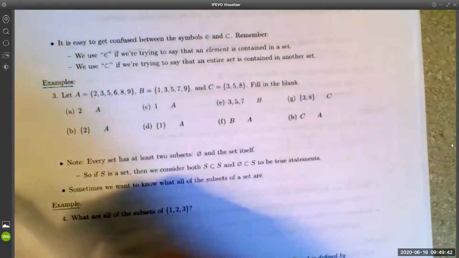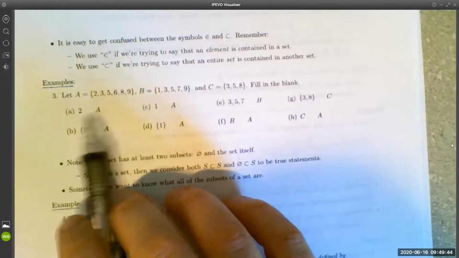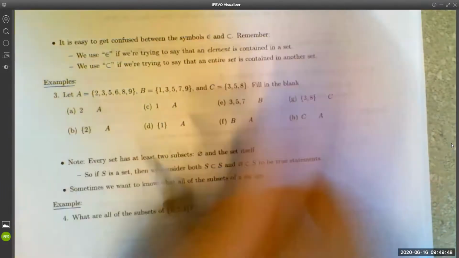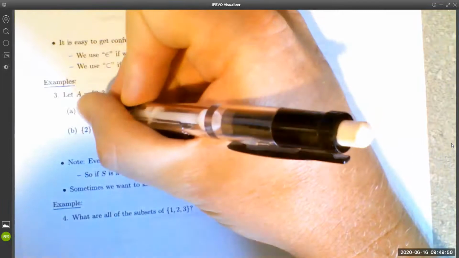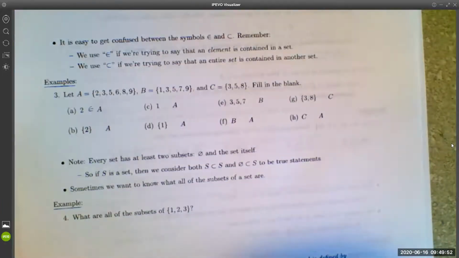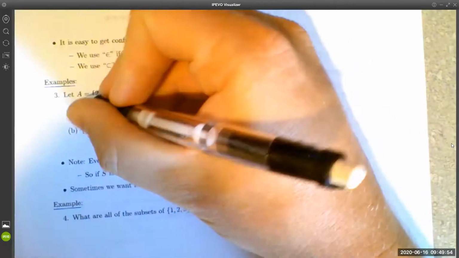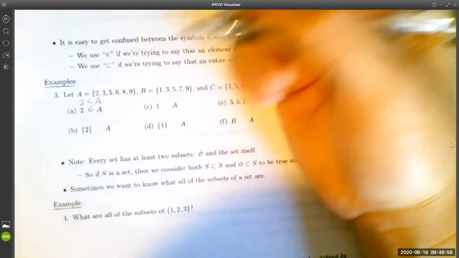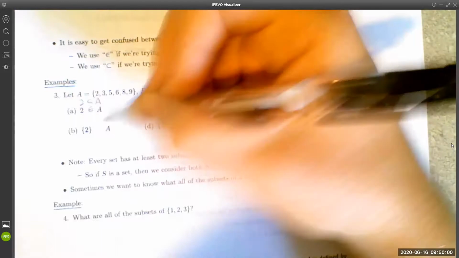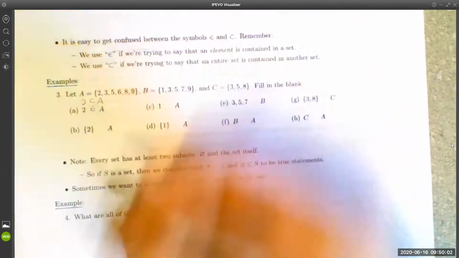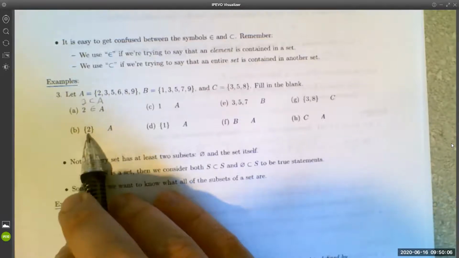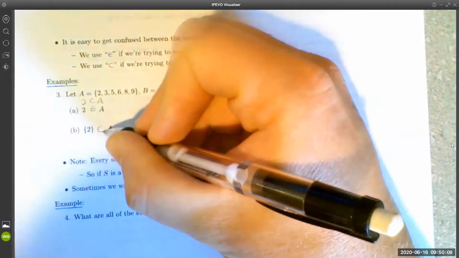So, if I'm comparing the number 2 to the set A, one of the things that I could say is that 2 is an element of A. Right? So I could say 2 is an element of A. It would not be correct to say that 2 is a subset of A, because 2 is not a set. However, the set made up of the element 2, that would be a subset of A.